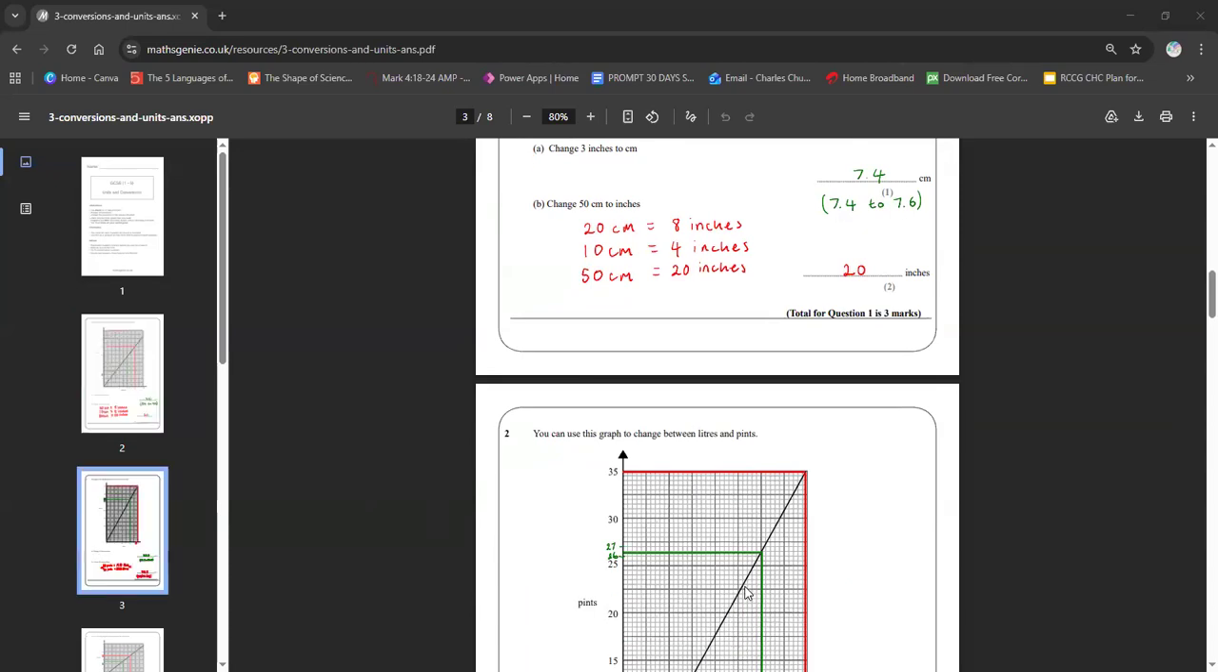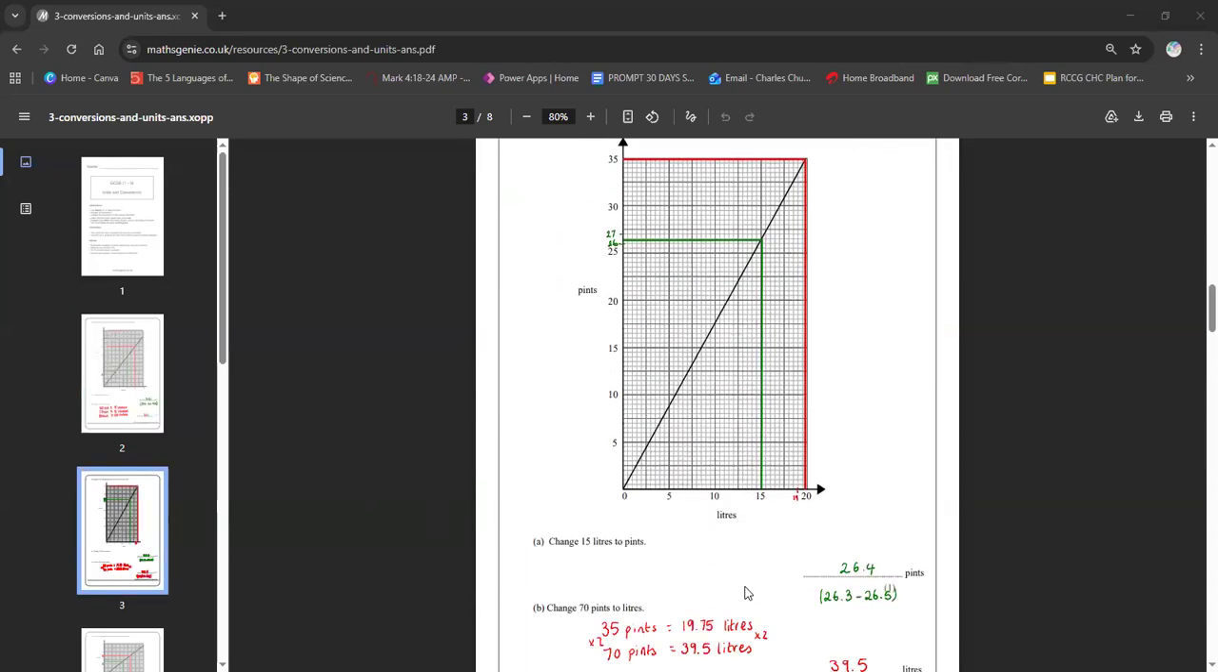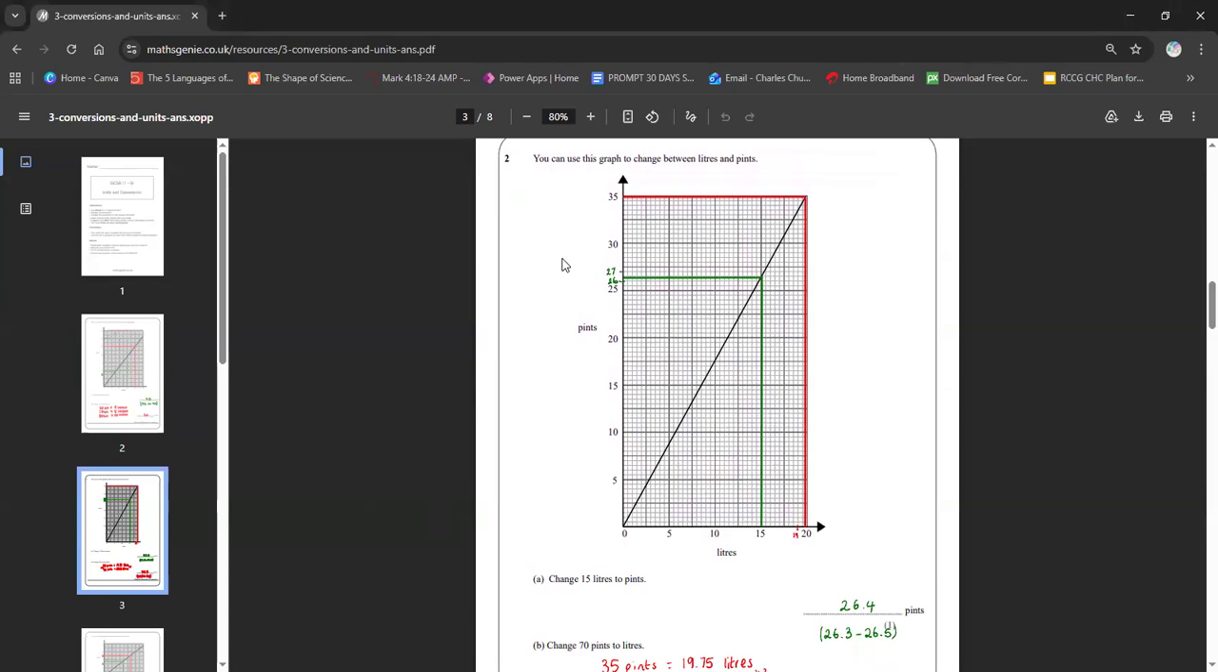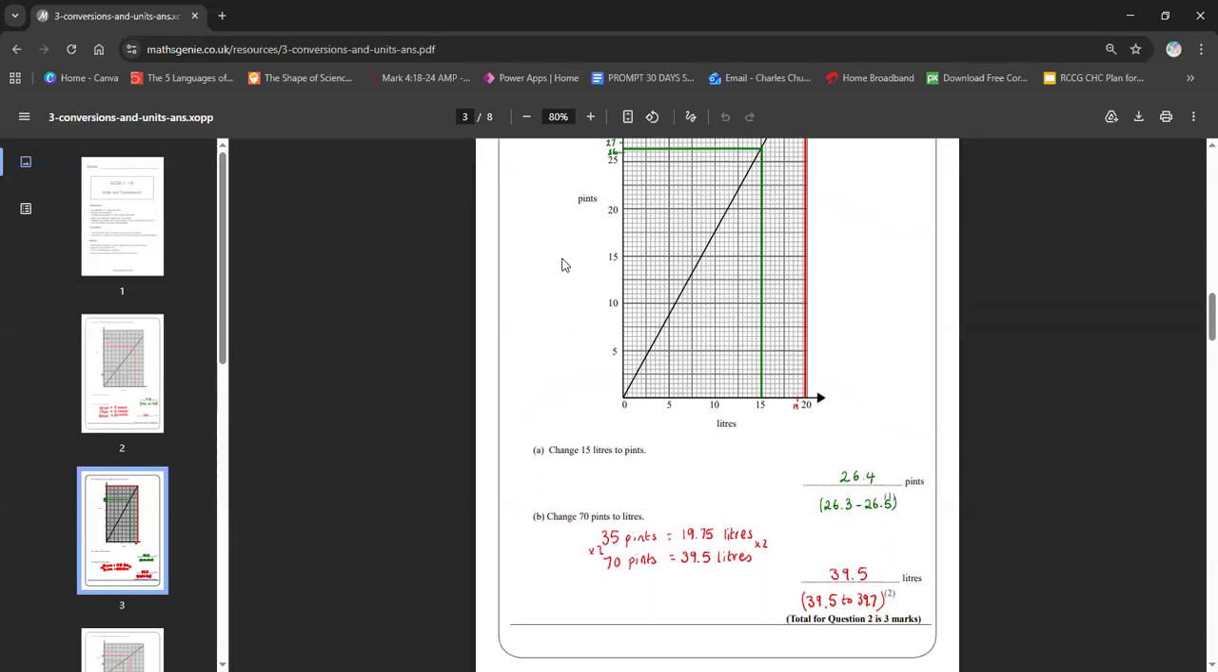Next question looks something like this. Can you see the next question? So this question converts, it changes liters to pints. So let's see what they want us to do here. It says 15 liters to pints.